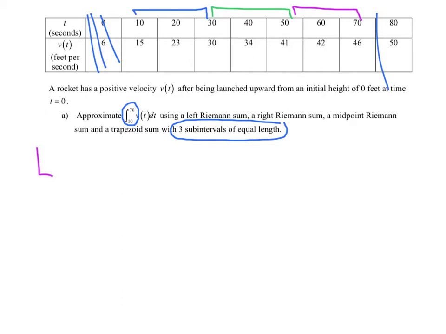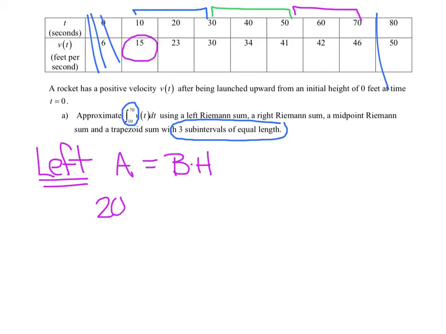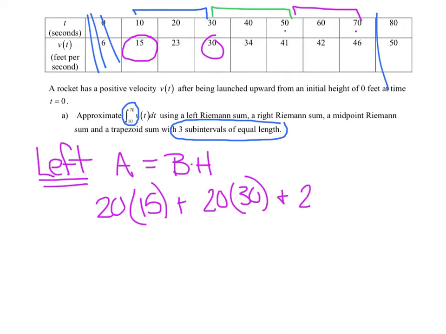And let's start with a left-hand Riemann sum and just talk about what we need to show on our AP exam. All right, so my bases are my brackets up there, so from 10 to 30, I'm going to start with my formula, area equals base times height. I would say that's a base of 20, and I'm going to go to the left-hand side and pick the height. That height is 15. Plus 30 to 50 is a base of 20, the left-hand height is 30. Plus 50 to 70 is again a base of 20, left-hand height is 41.